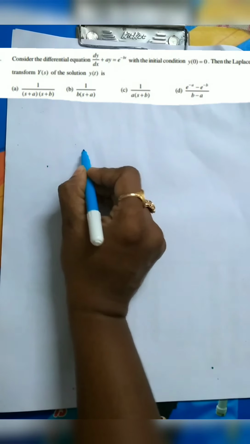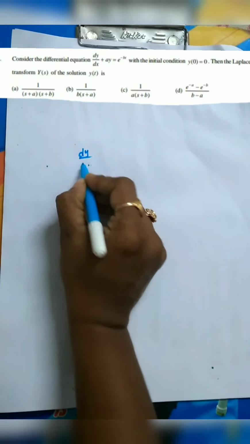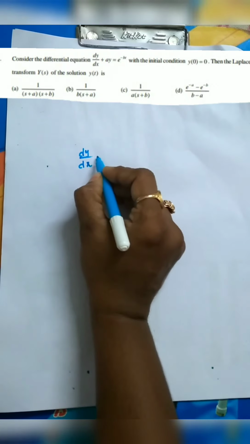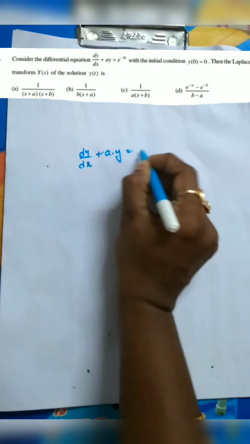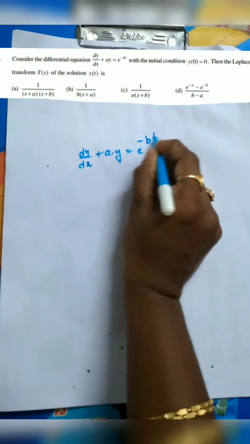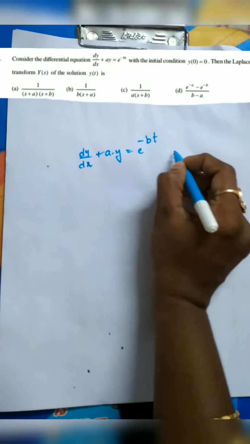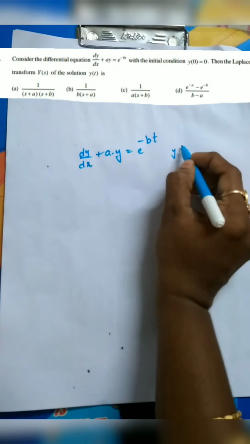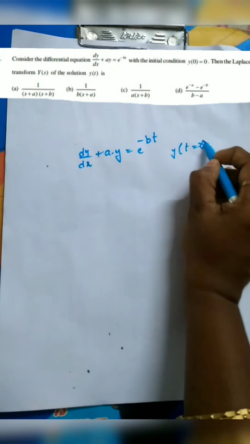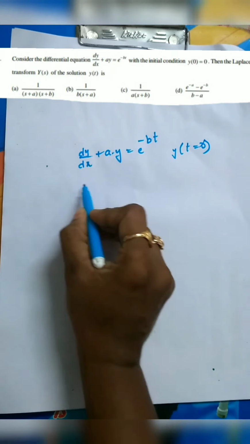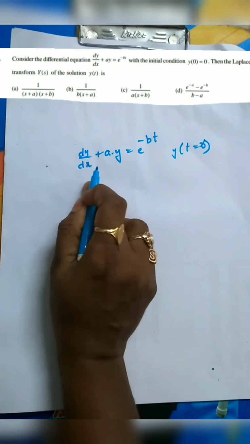Given equation is dy by dx plus a into y is equal to e power minus bt for condition y comma t is equal to 0. Now taking Laplace transforms on both sides.